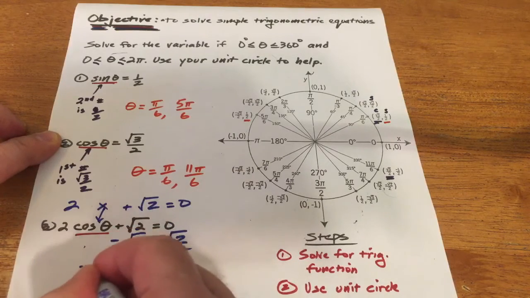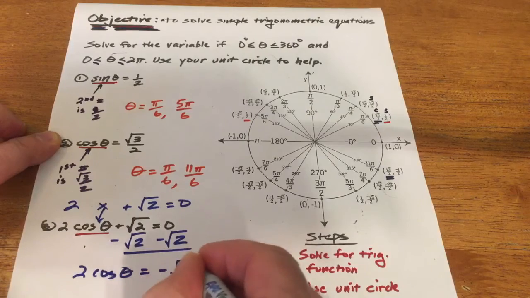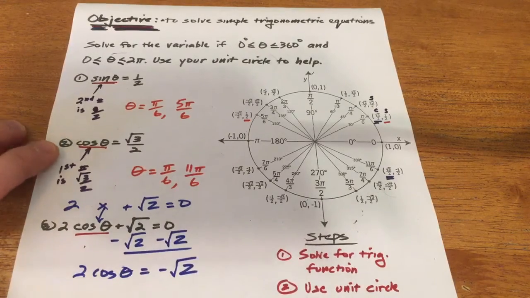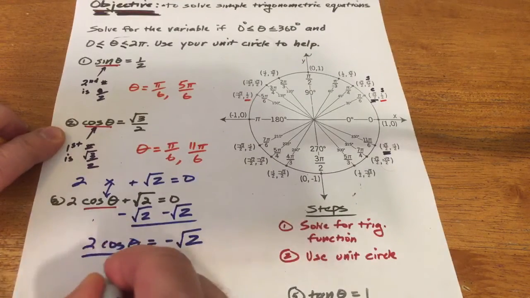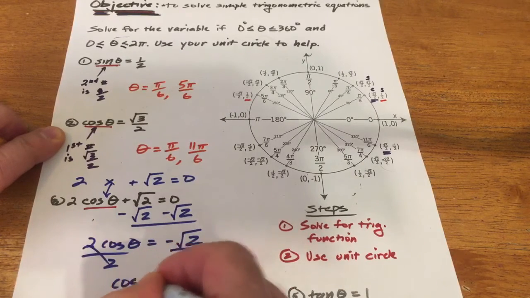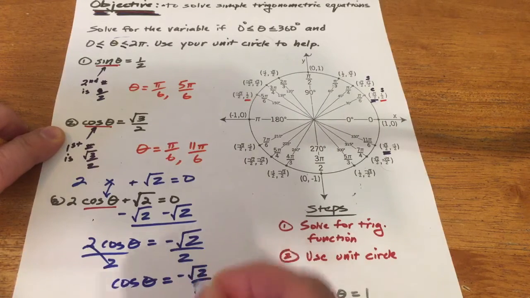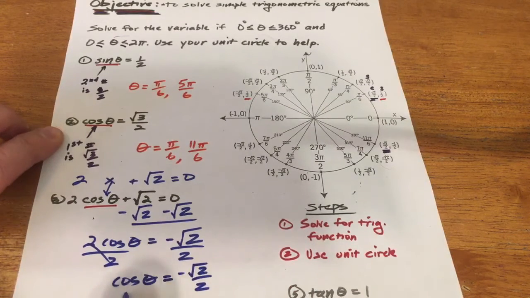And then we're going to get 2 cosine theta equals negative square root of 2. Then our next step, let's go ahead and divide by 2 on both sides. We're going to get cosine theta equals negative square root of 2 over 2. Now our cosine theta is all by itself, so we can go to step 2 and use our unit circle.